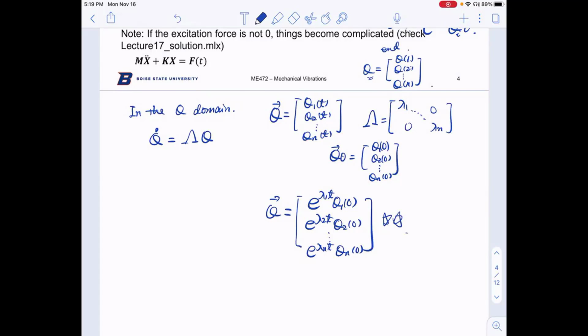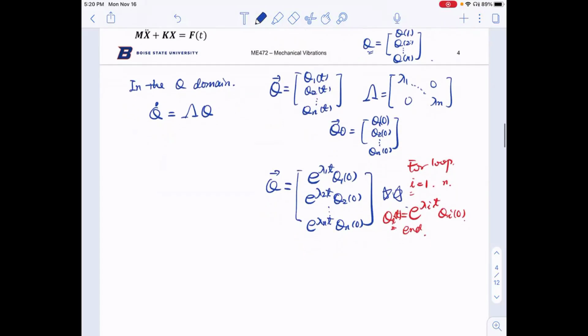The easiest way to do this is create a for loop, and make sure your variable i goes from 1 all the way to n. For each i, you can calculate e^(lambda i t) Q i(0). Then you end this for loop and arrange all these solutions. That's your Qi(t). Then you organize all these Qi(t) row by row in a column vector. But as I said, if you use matrix operation, you don't need a for loop.